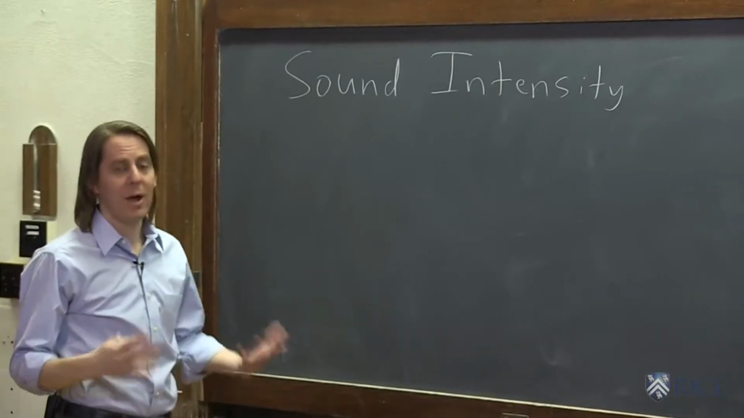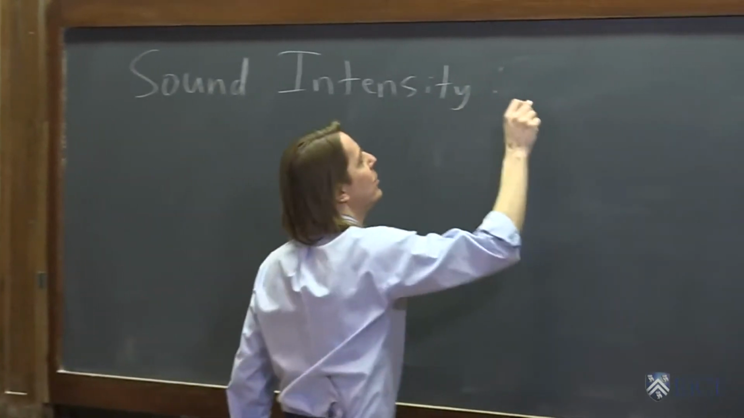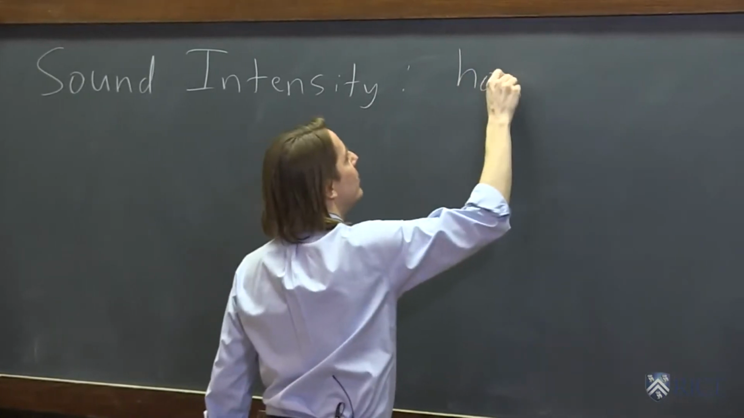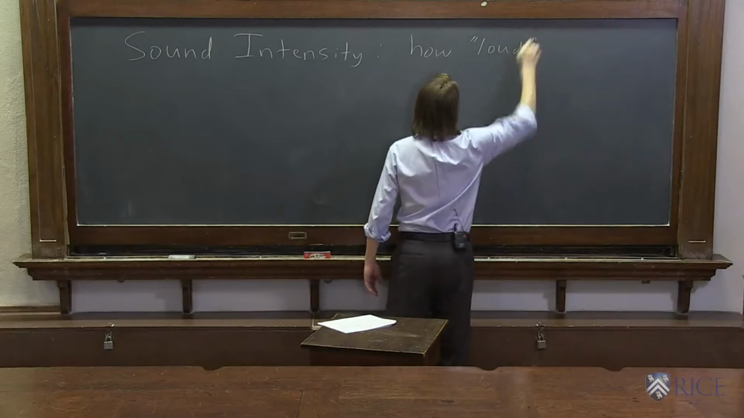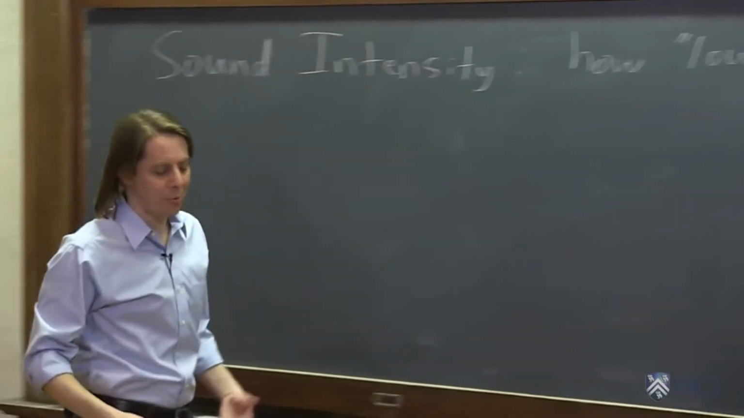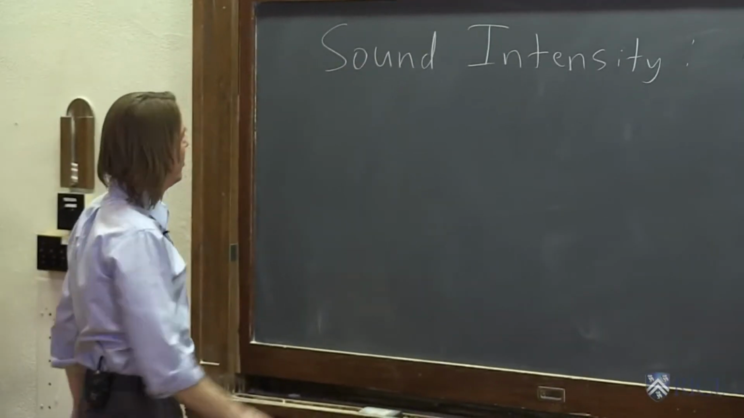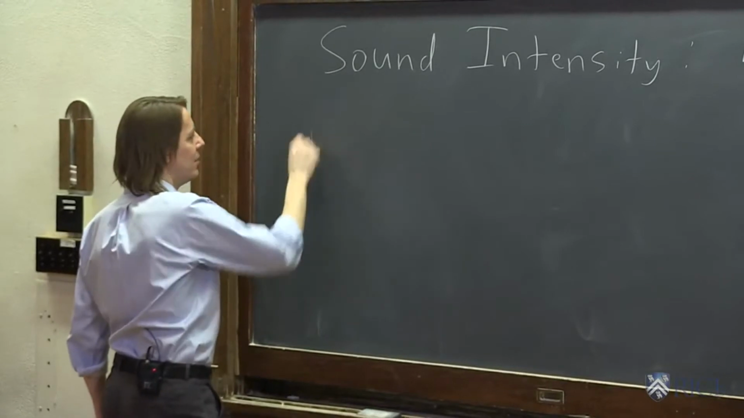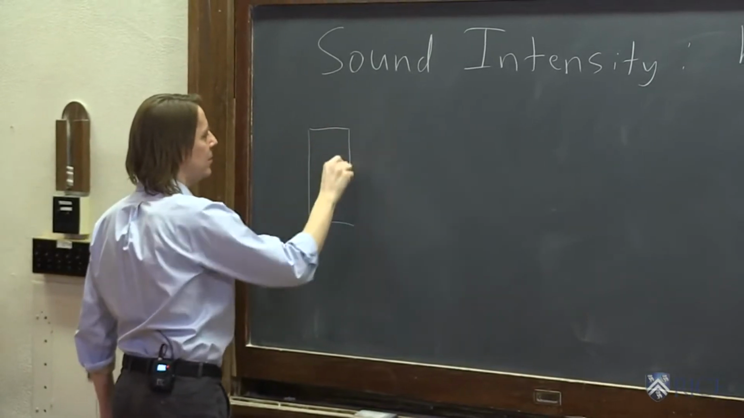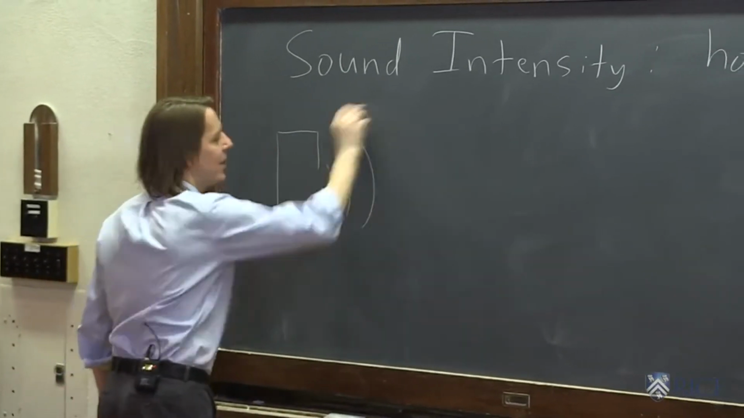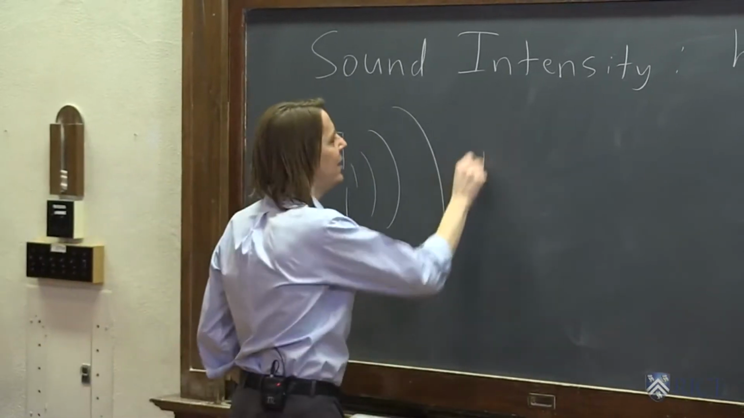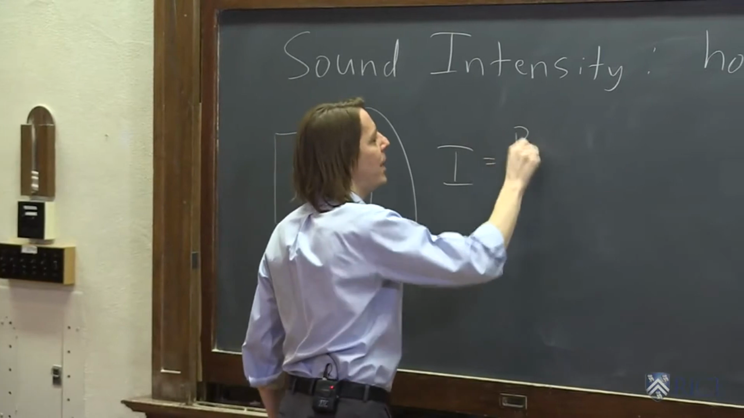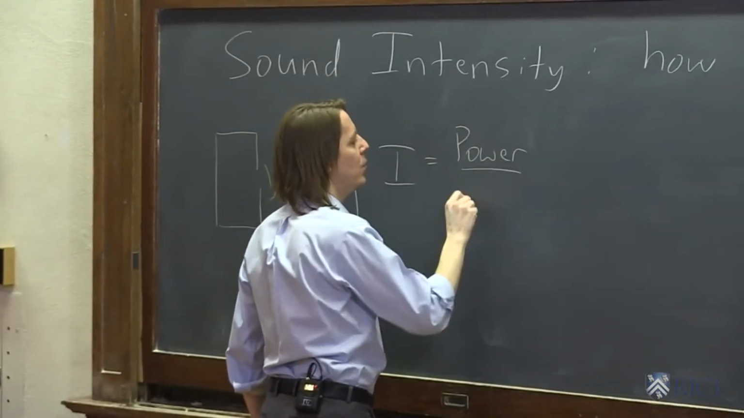It's how much power you're sending per unit area. So for now, we'll say for sound, it's how loud the sound is, proportional to the amplitude of the wave. So let's say you've got a speaker here like this, and there's some sound coming out of it. I'll draw like that, just blasting out. The intensity, I, it's really just the power in the wave per unit area.